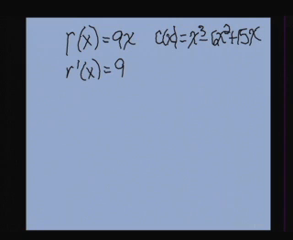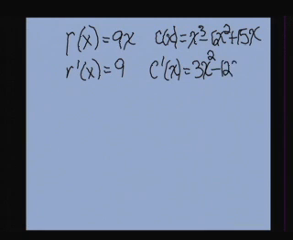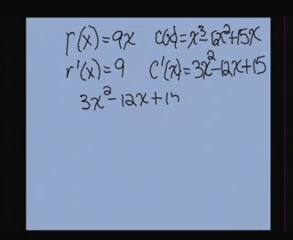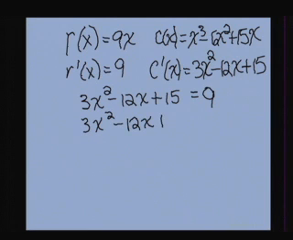And we take the derivative of that. C prime of x equals 3x squared minus 12x plus 15. And then we set these two equal to each other. 3x squared minus 12x plus 15 equals 9. And then we want to make the right-hand side equal to 0. So 3x squared minus 12x plus 15 minus 9 is 6.